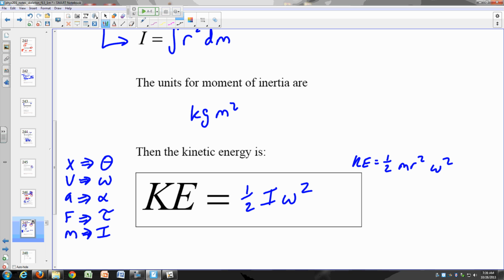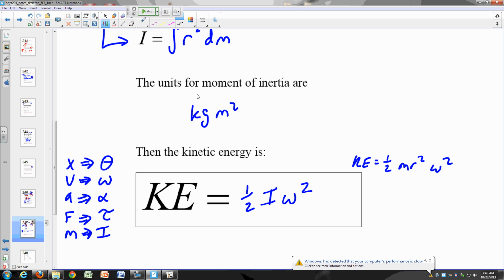Remember, mass was a measure of inertia, and I is going to be a measure of our angular inertia. If I have a rotating body, it's not just the mass that determines how easily or how difficult it is to move, it's also the distribution of the mass. That's called the moment of inertia.